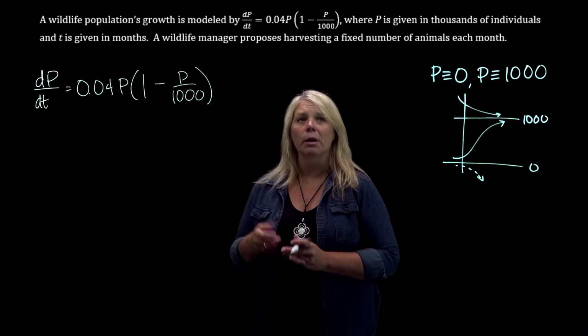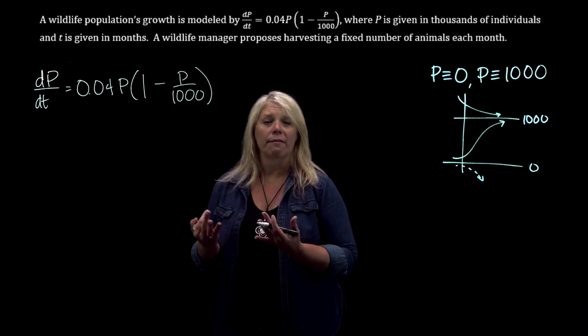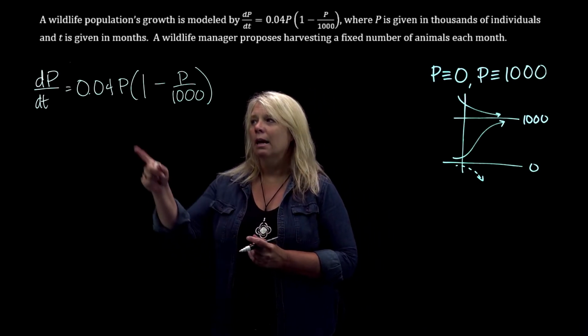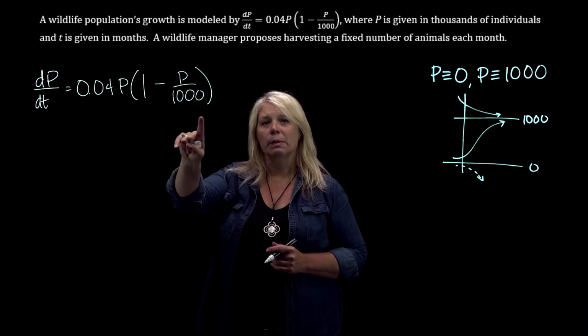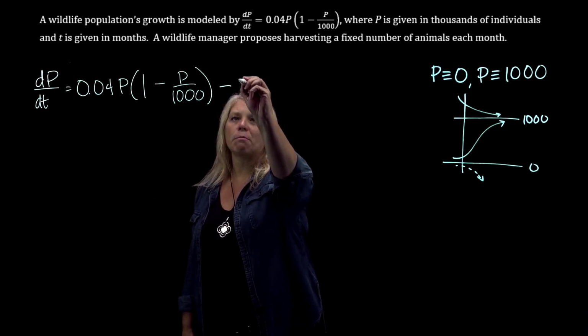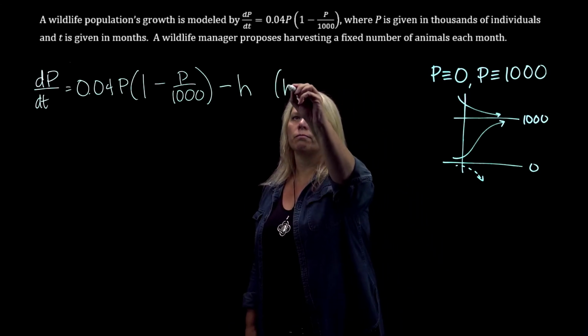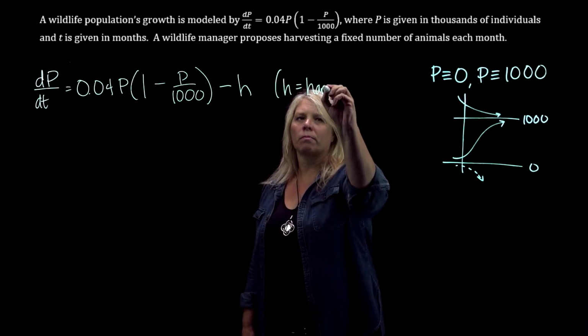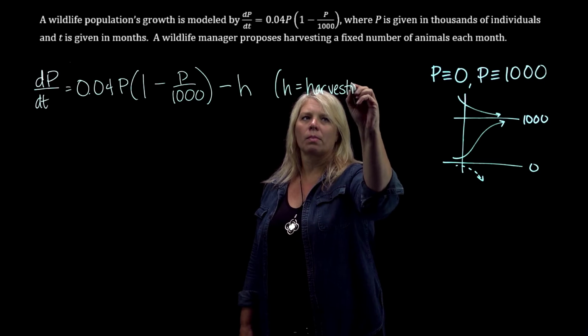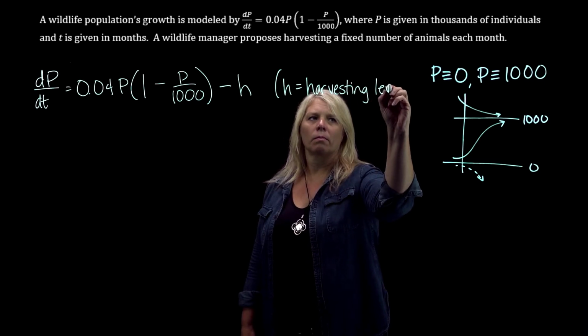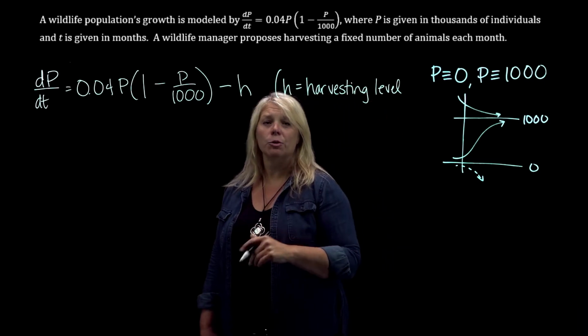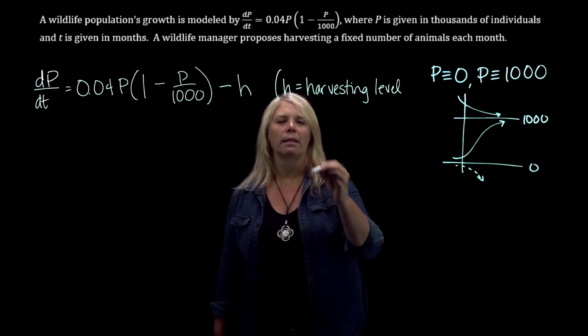And then we know that they're going to harvest, or take out of the population, a fixed number of individuals per month. So I'm going to use H to designate that fixed number of individuals per month, and that's going to decrease this population. So we'll just have a minus H there. That's going to be that harvesting level, in thousands of individuals per month.